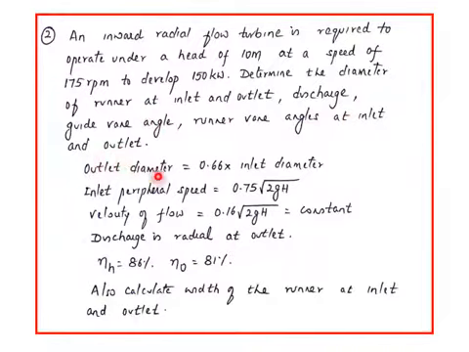Here the outlet diameter is given as 0.66 times the inlet diameter. So D1 is 0.66 times the inlet diameter, which is D. The inlet peripheral speed u is 0.75 root 2gH. The velocity of flow is constant, so Vf equals Vf1 equals 0.16 root 2gH. Discharge is radial again, so Vw1 is 0, beta is 90 degrees.